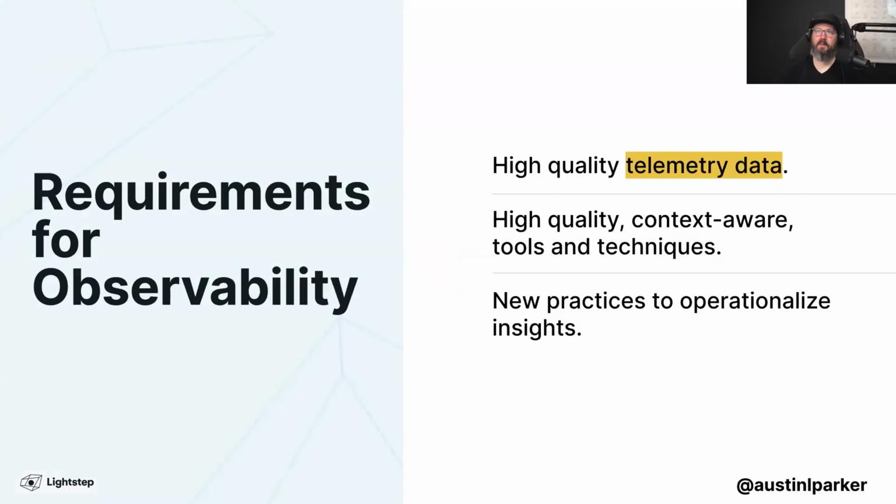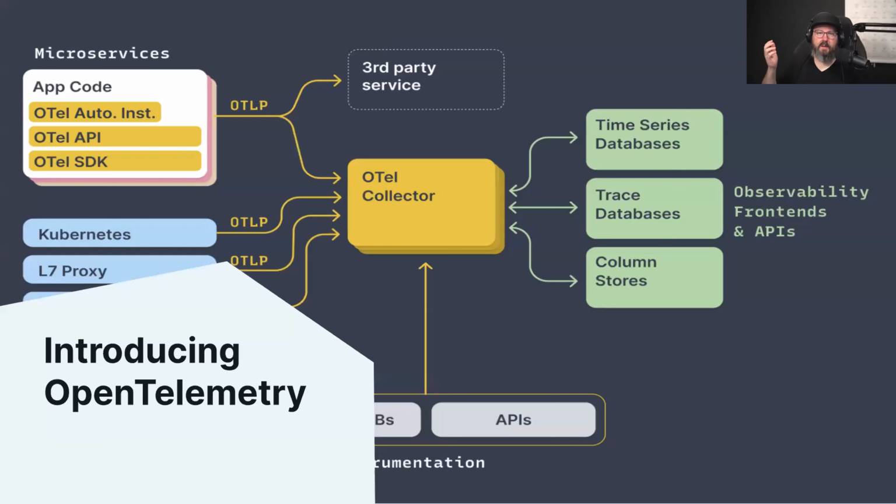To get observability, you need these three things, right? You need telemetry data, you need tools that can make use of that data, and then you need practices that help you operationalize that data. So today we're going to really focus on that first part, right? Telemetry data, specifically high quality telemetry data. And that is where OpenTelemetry comes in.